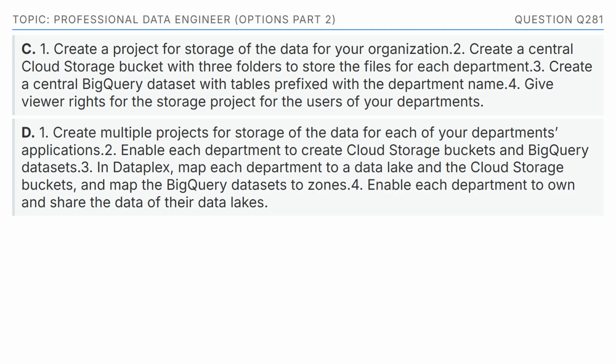Option D. 1. Create multiple projects for storage of the data for each of your department's applications. Point 2. Enable each department to create cloud storage buckets and BigQuery datasets. Point 3. In Dataplex, map each department to a data lake and the cloud storage buckets, and map the BigQuery datasets to zones. Point 4. Enable each department to own and share the data of their data lakes.